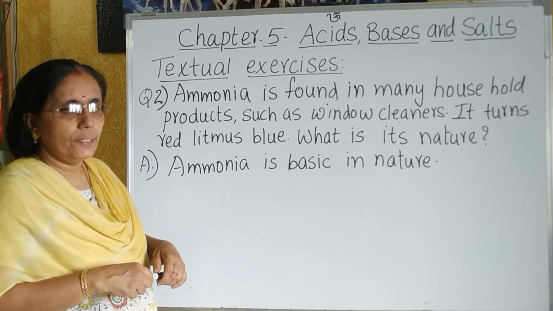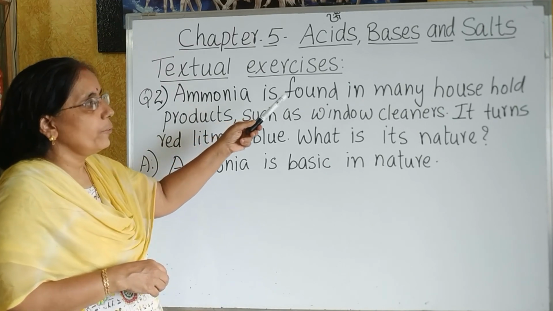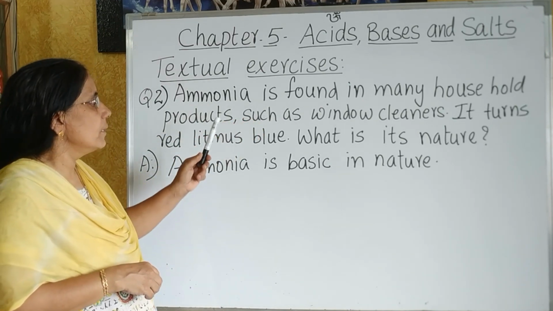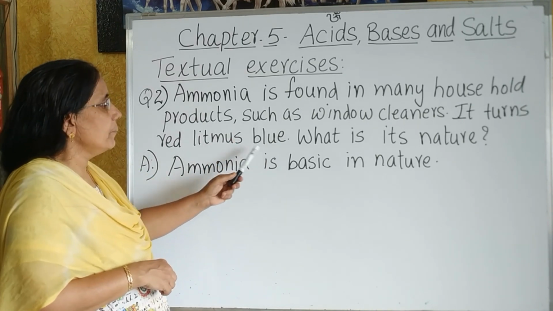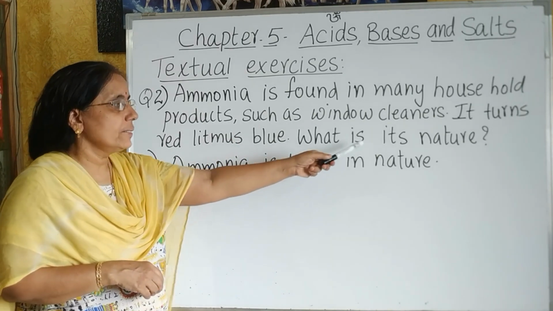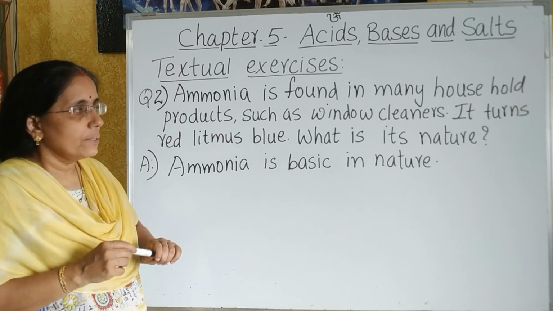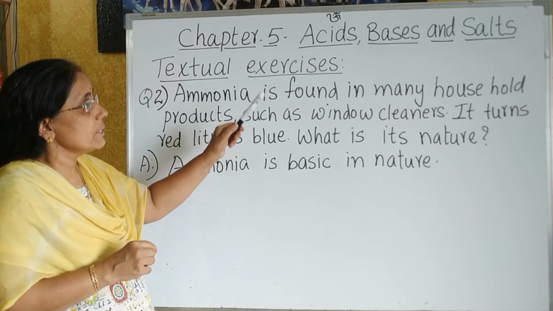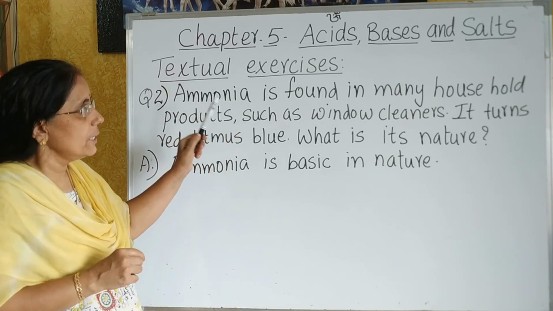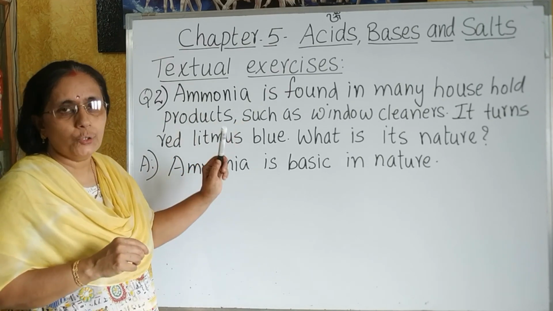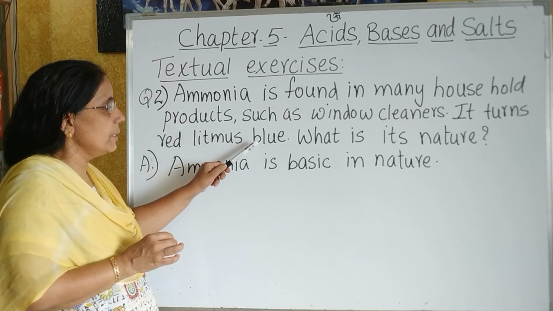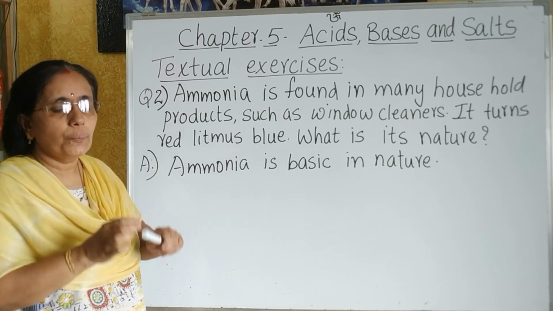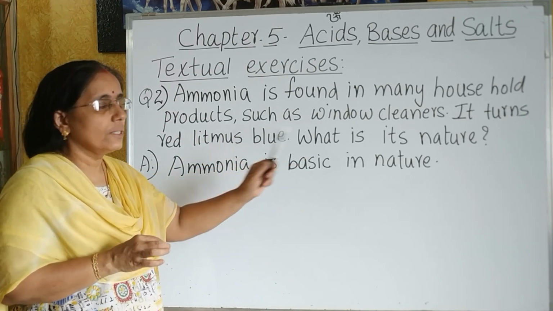The next question is, ammonia is found in many household products such as window cleaners. It turns red litmus blue. What is its nature? So what is the main thing here? The substance, that is ammonia, is found in many household products. Its property is that it turns red litmus blue.